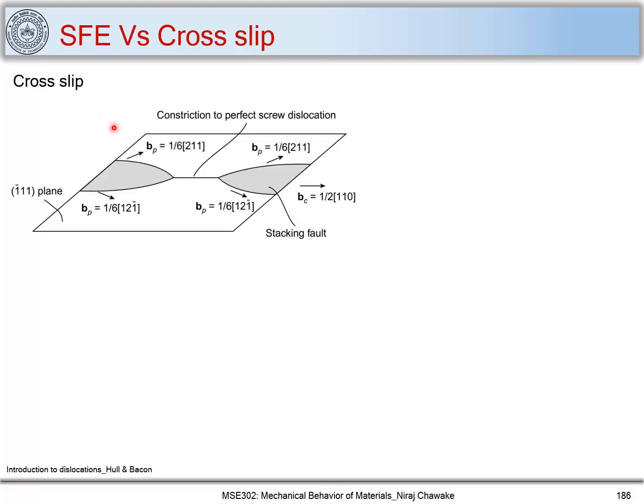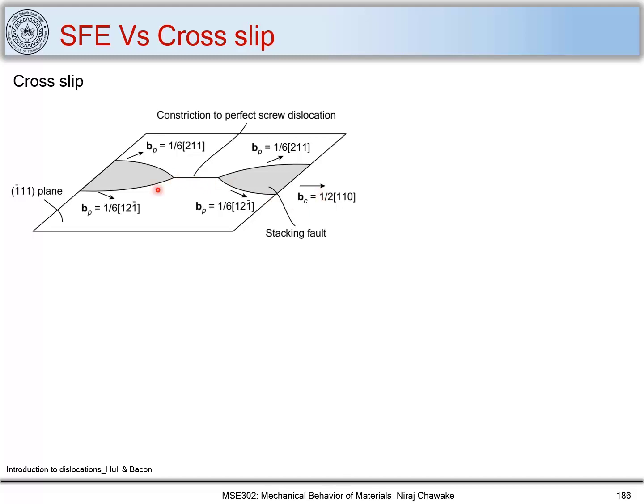Now let's look at the implication of stacking fault energy and cross slip. We have mentioned cross slip. If you remember, cross slip happens only for screw dislocations. Now let's consider a screw dislocation case here. So we have a screw dislocation. This is a dislocation line, and the Burgers vector is parallel to this dislocation line.